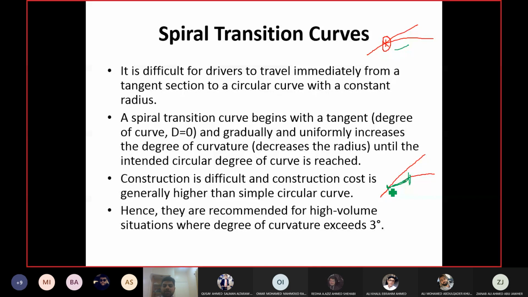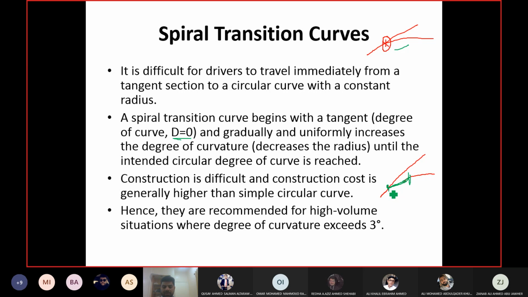When the spiral curve starts, its degree is 0, which is the degree of the tangent. A straight line has a degree of curvature equal to 0. If you go back to the equation of degree of the curve, you will see that it has R in the denominator. So if the degree is 0, that means R is infinity, the radius is infinity.